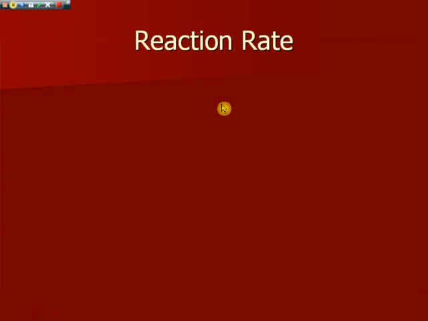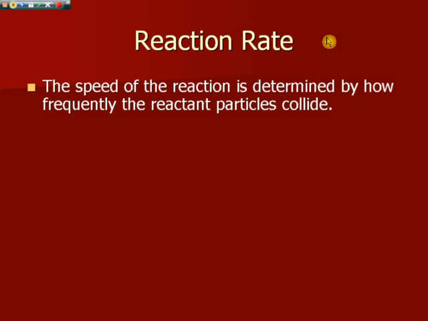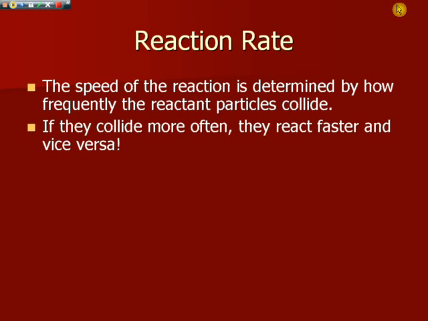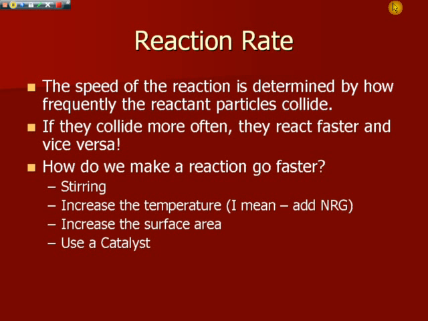Now, reaction rate refers to how fast the reaction is going to occur. Now, we know if we throw a phone book into a fire, it's going to take a very long time for that phone book to completely be consumed with fire. However, if we take individual pages out of that phone book and throw them into a fire, it's going to be consumed quite rapidly. So the speed of the reaction is determined by how frequently the reactant particles collide. So if we can do anything to make the reactant particles collide faster, then we will speed up the reaction. So how do we make a reaction go faster?